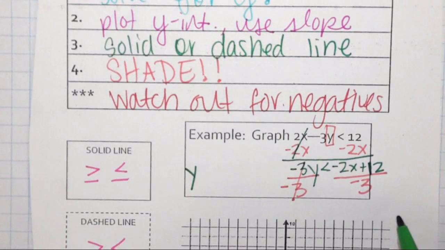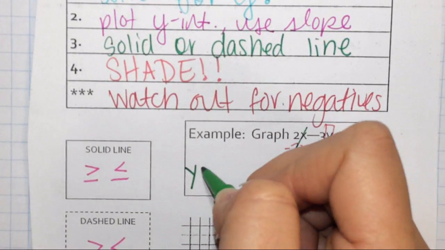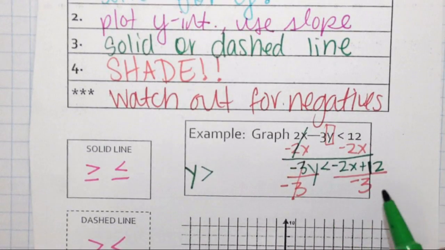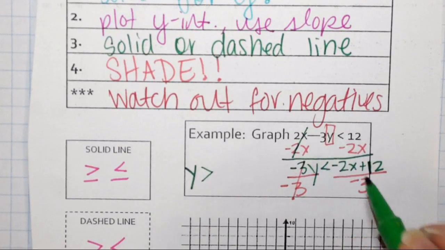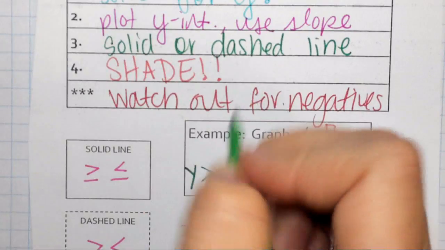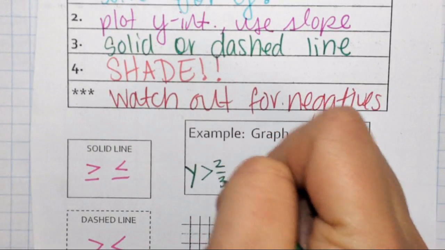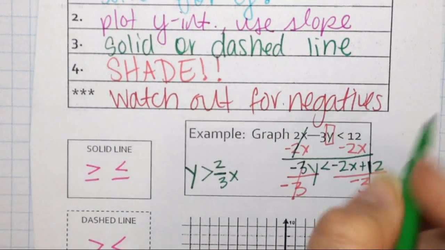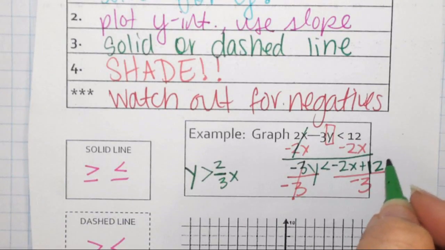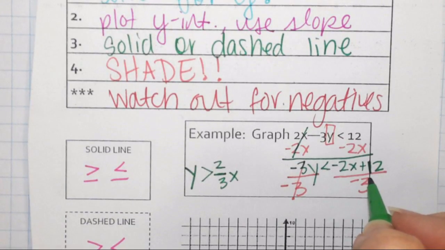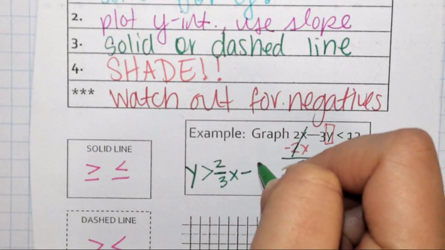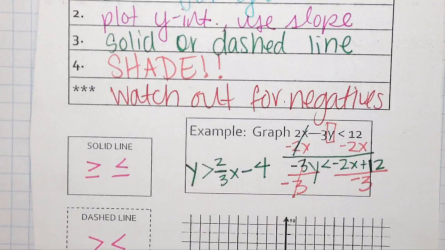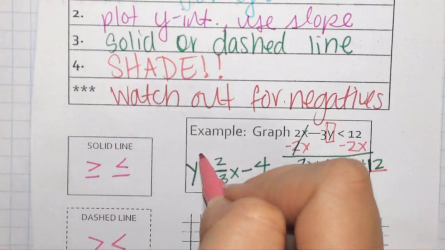Okay, now, did we divide by a negative? Yeah. So what do we need to do to our inequality sign? Flip the sign. Now, we're dividing everything by negative 3. So what is negative 2 divided by negative 3? Positive 2/3 x. Okay, now do we need to divide 12 by negative 3 or do we just write 12? Divide by 3, and that's going to be minus 4. Is that in slope-intercept form?